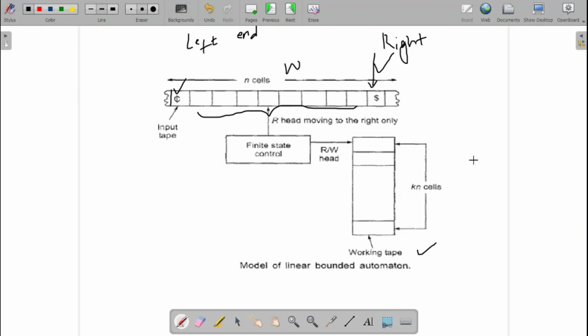And the restriction for the head is that the head can't move to the left side. It should move towards the right side. It means whenever we take any symbol, we directly won't work anything on the tape.